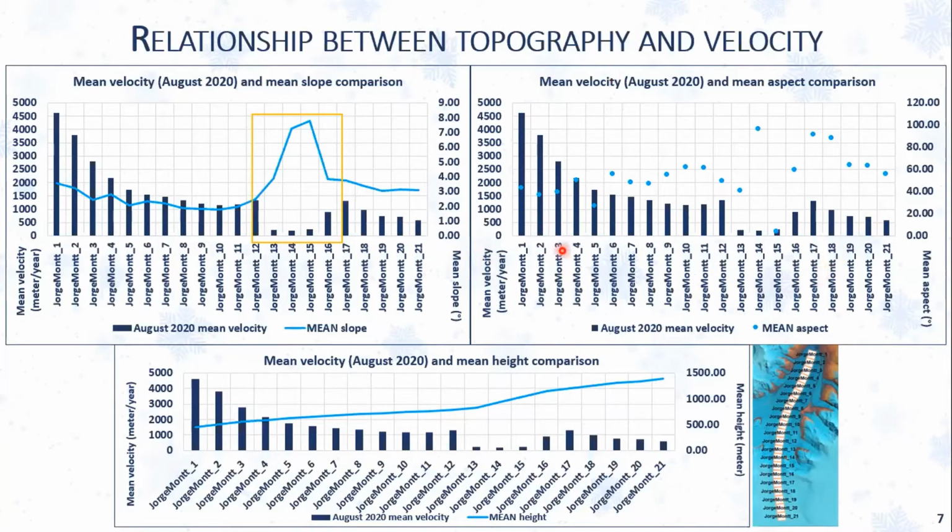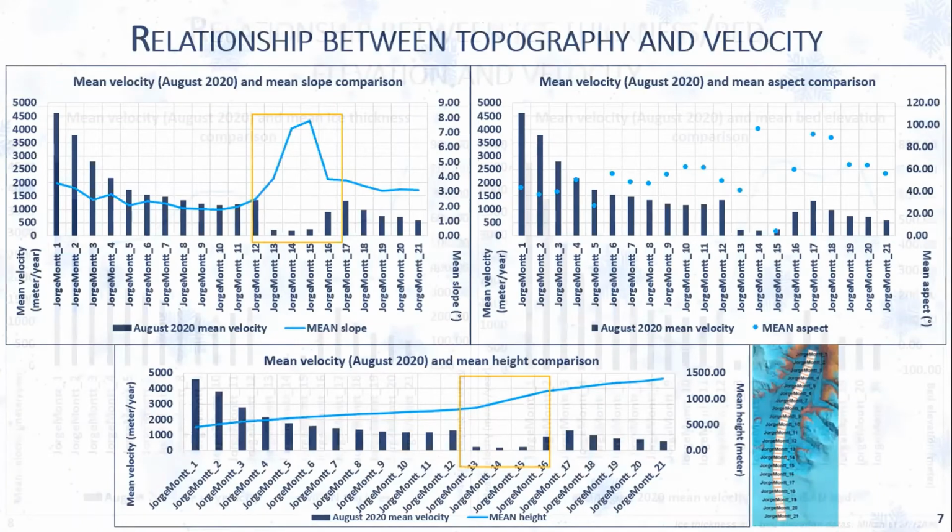And on the second figure, we can see the mean velocity and mean aspect, but there was not much correlation between these two parameters. On the third figure, you can see the mean velocity and mean height, which is interesting: the low altitude areas are the fastest areas of the glacier, and the high altitudes are much slower than the others. We can also see at this slow moving area that the mean height is increasing really fast.